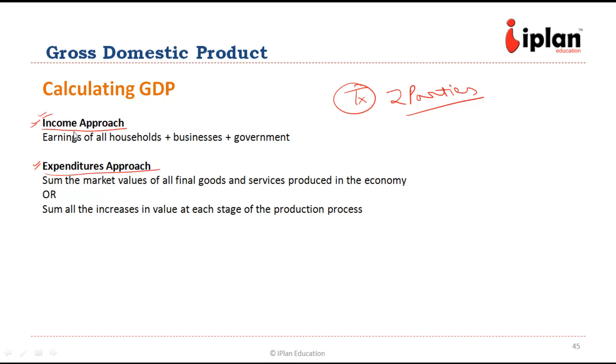Under income approach, we have earnings of all households plus the earnings of business and the earnings of government, and we add these three and get the total GDP. Using expenditure approach, we have the summation of the market values of all final goods and services which have been produced in the economy. This is one way when we are looking at just the final values, or another way of doing it is we are just looking at value added at each stage in the production process and we take all of those values.